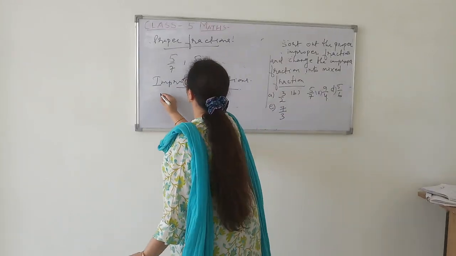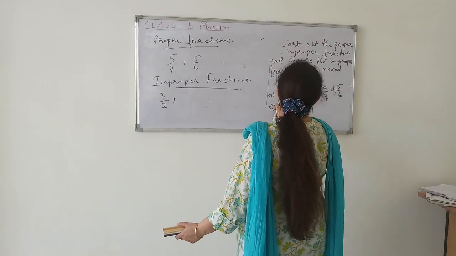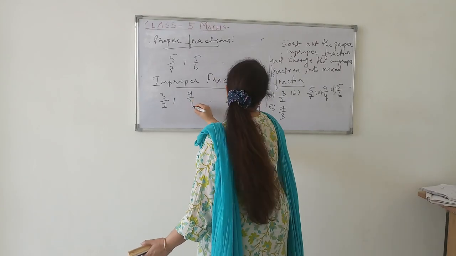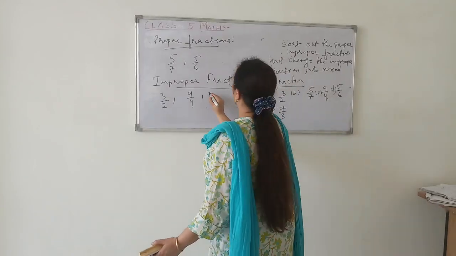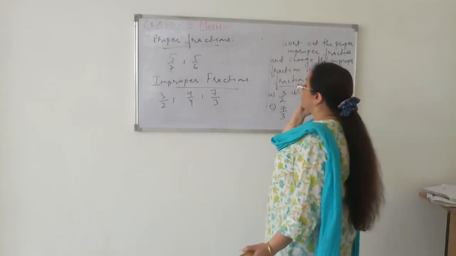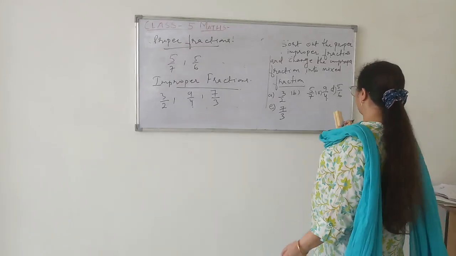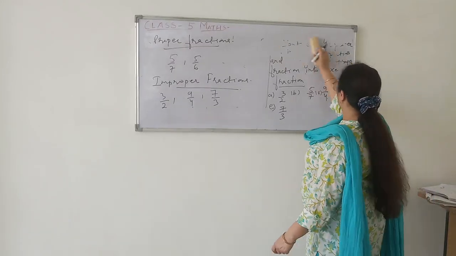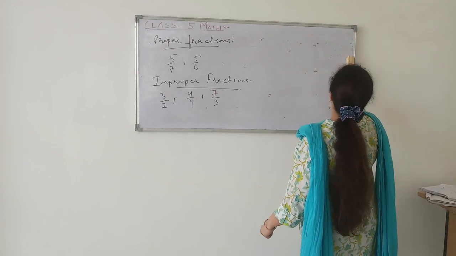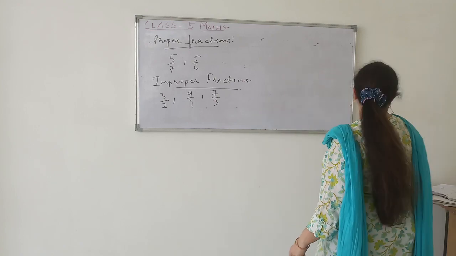3 upon 2, and then 3 upon 2, then 9 upon 4 and 7 upon 3. Now what we have to do is make them into mixed fractions. Then how are we going to make the mixed fractions? To make the mixed fractions, you have to divide the number.